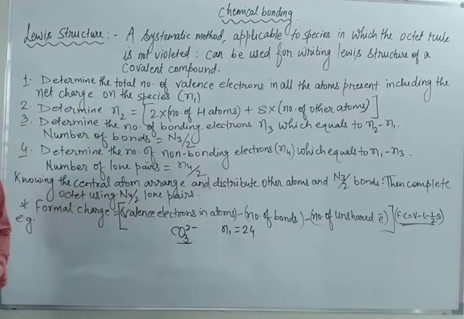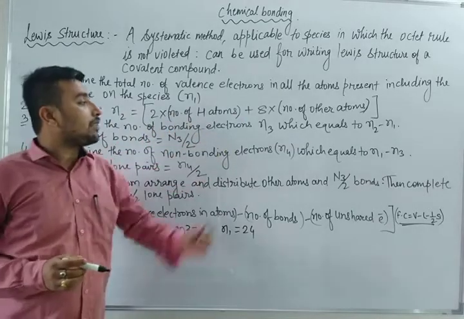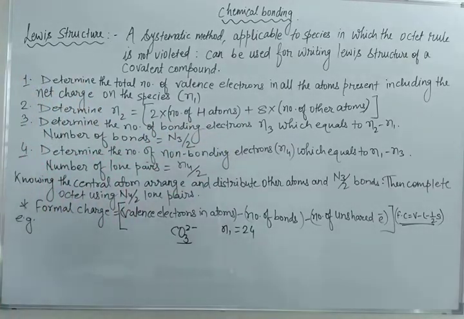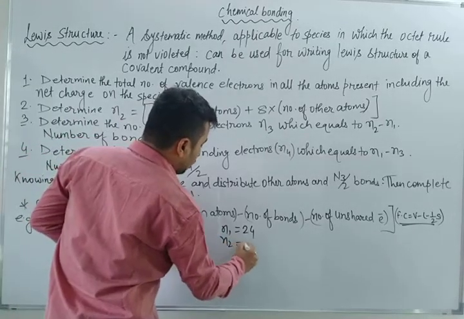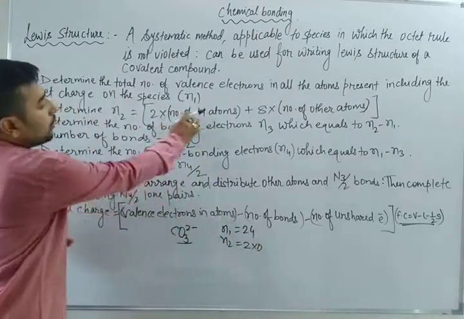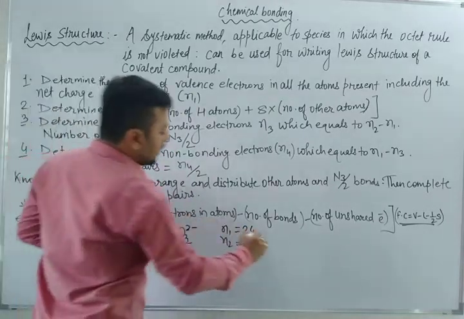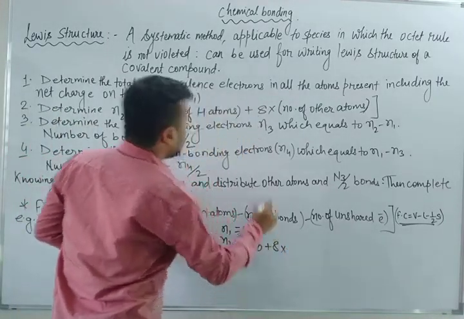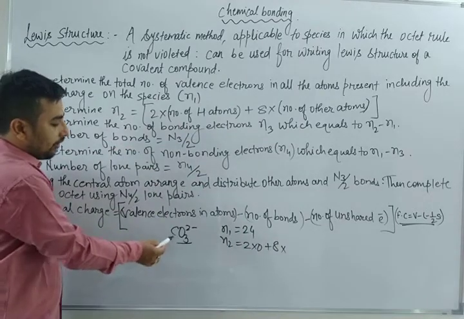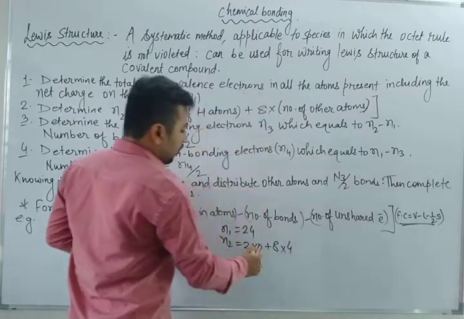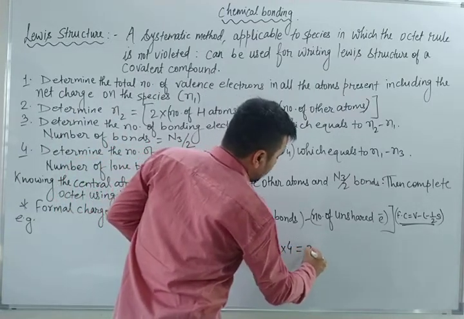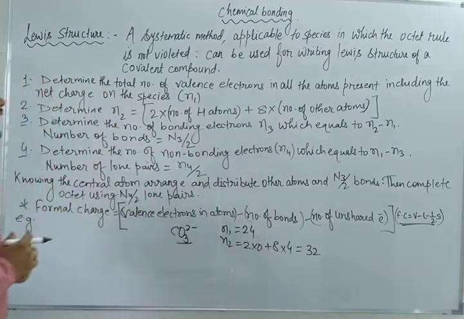Second point: determine N2, which is 2 into the number of hydrogen atoms plus 8 into the number of other atoms. In this compound you can see there is no hydrogen atom, right? So N2 is equal to 2 into 0, no hydrogen atoms, plus 8 into the number of other atoms, carbon and 3 oxygen. How many total atoms? 4. So 8 fours are 32. 0 plus 32 is 32. The value of N2 is 32.